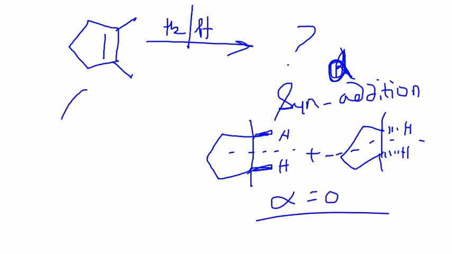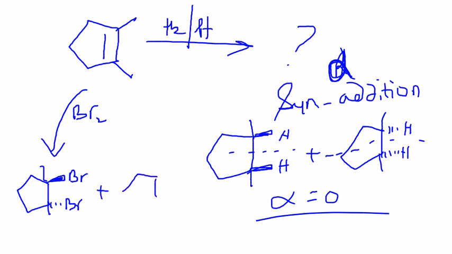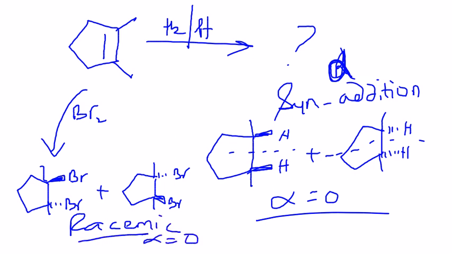If you compare this to perhaps bromination, which I know you won't be asked, but still, if this was bromination, you would have gotten a bromine on top, a bromine on the bottom, and then the other one would have been a bromine on top on this side and a bromine at the bottom. So this would have been a racemic mixture, in which case the alpha would have been 0. So realize sometimes you might be asked questions which are going to go across 2 or 3 different chapters.